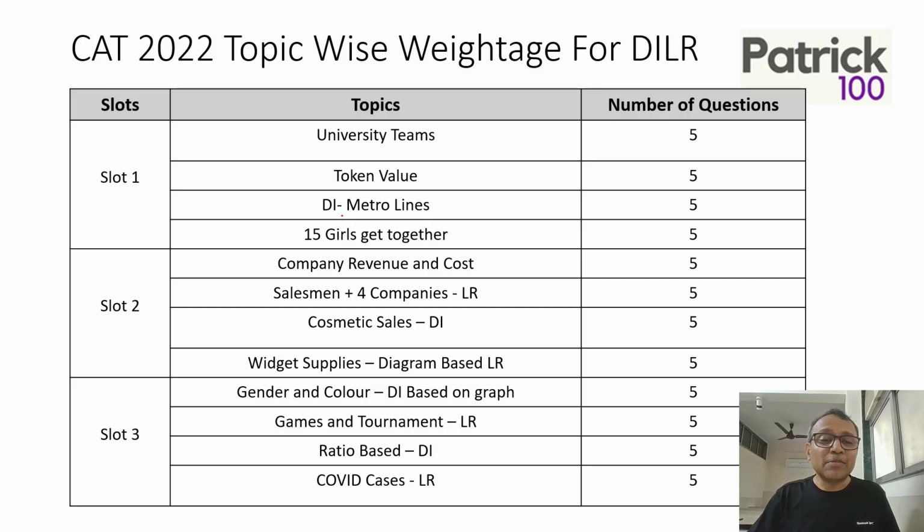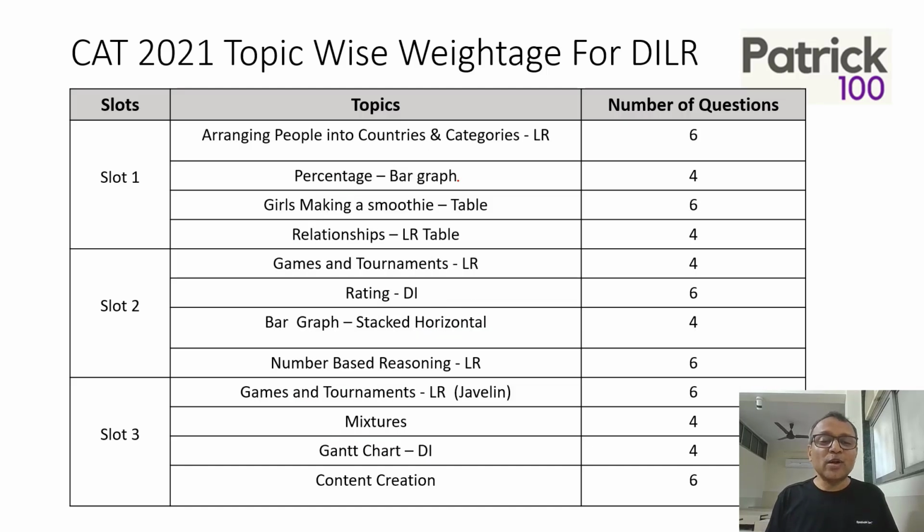CAT 22 again had one DI set in each slot, which was the norm in the past. There was one major DI set which was mainly DI based, and another set with a table that was not really DI based. There were again games and tournament questions, which have been common. And then university teams, token value, etc. Then CAT 21 again had one DI set in each slot.